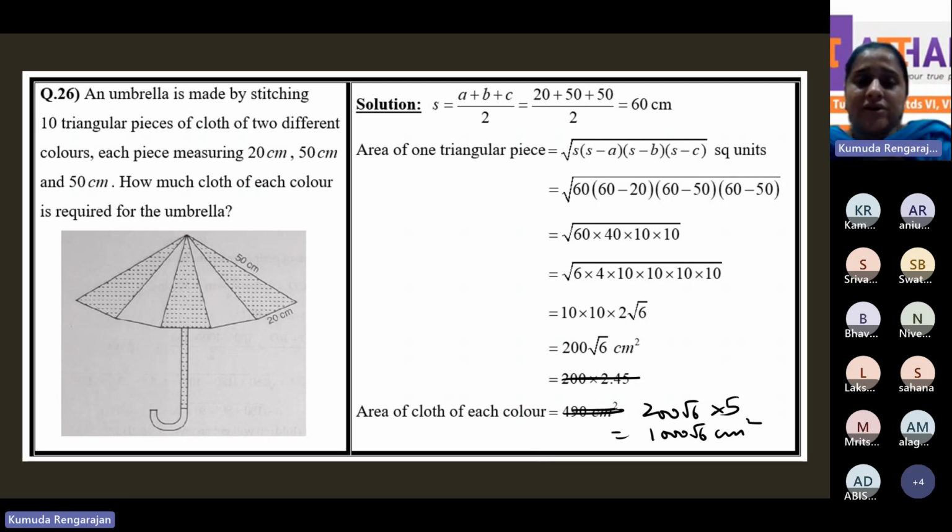Because the area of one triangular piece is 200 root 6. So like that, 5 makes one color. So 200 root 6 into 5, 1000 root 6 centimeter square. You should leave the answer like this. If the value of root 6 is not given, you should just leave the answer like this.